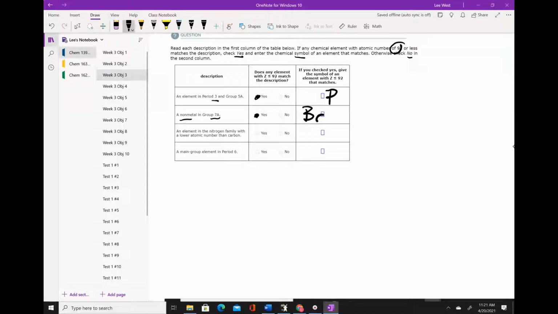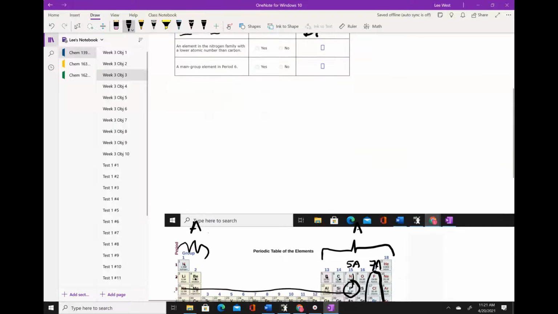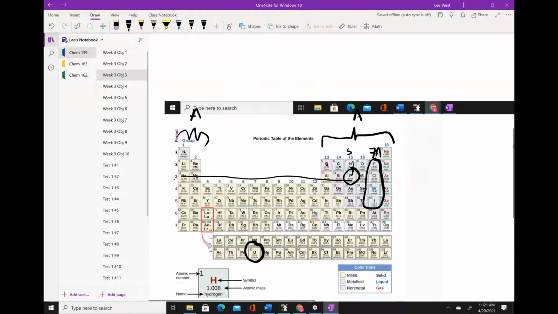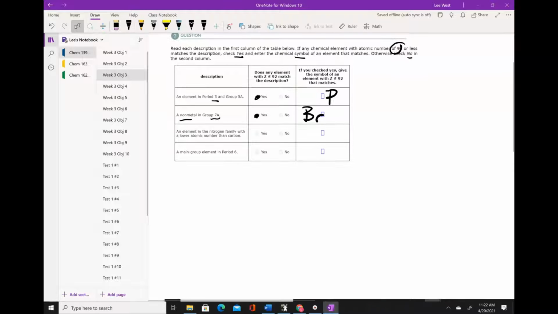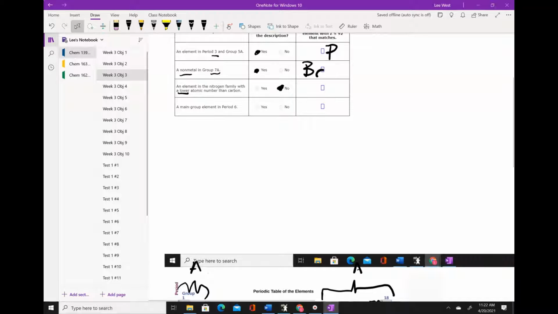Then it says an element in the nitrogen family with a lower atomic number than carbon. So what do we see here? Where is the nitrogen family? It's here, and then there's carbon, and you see in the nitrogen family, everything has an atomic number greater than 6. So we get a free ride here. The answer to that one is no, lower atomic number than carbon. Being very careful to double check everything.